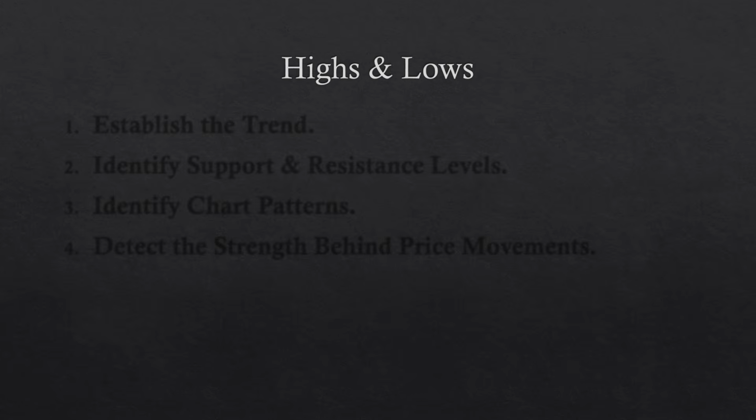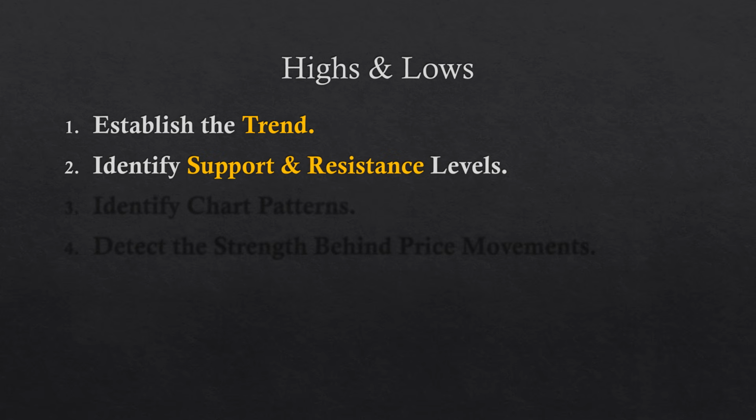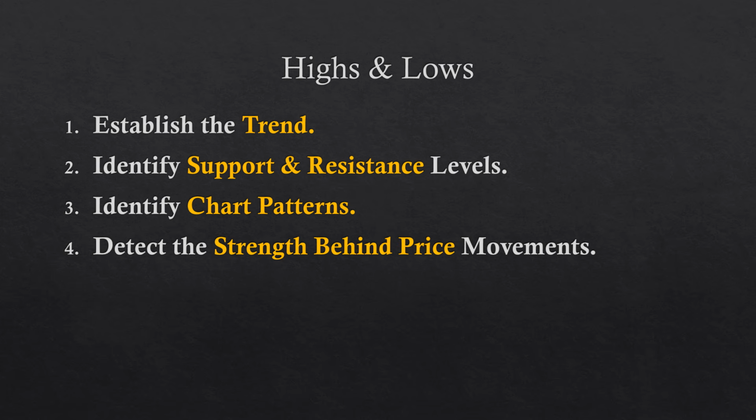1. You can establish the overall trend of the market by looking at the highs and lows. 2. You can identify what are called support and resistance lines. 3. You can identify chart patterns. 4. You can detect the strength behind price movements by comparing highs and lows in price with the highs and lows in certain technical indicators.